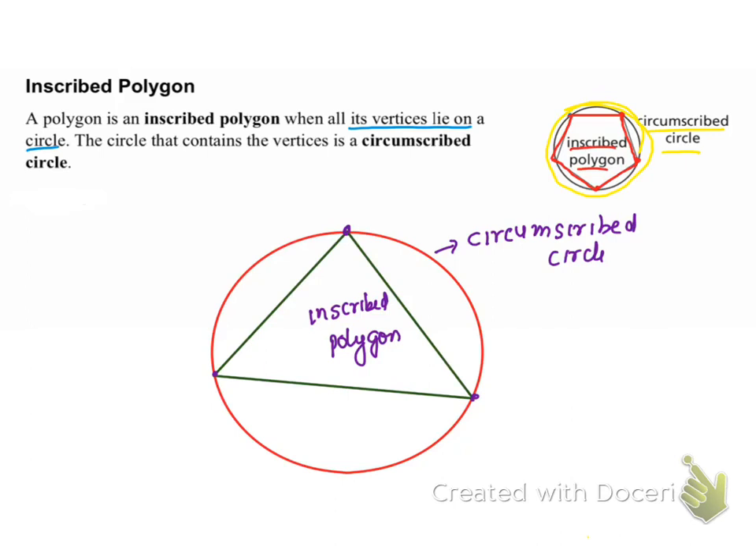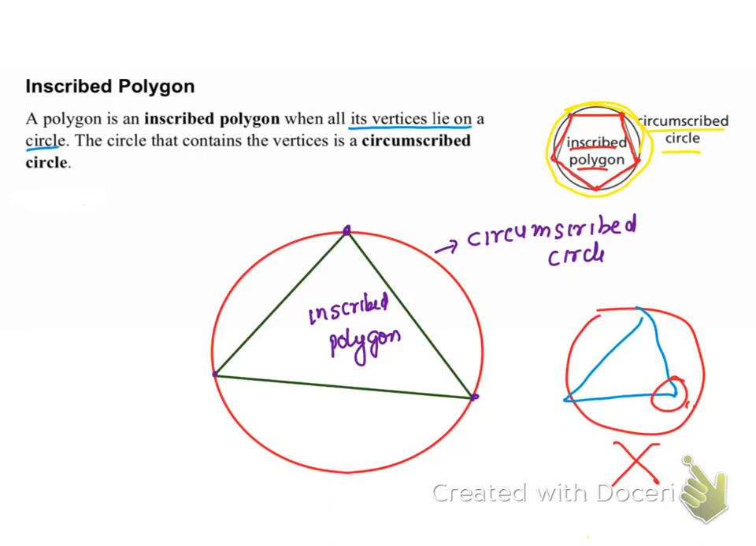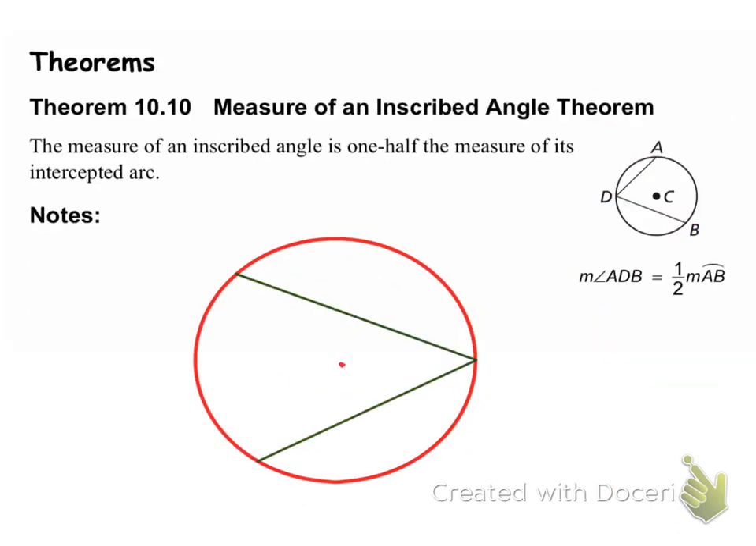But in case I have a circumscribed circle and I draw my polygon like this, does it touch the circle here? No. So this is not an inscribed polygon. Keep in mind all the vertices should touch the circle. Let's move to the next.